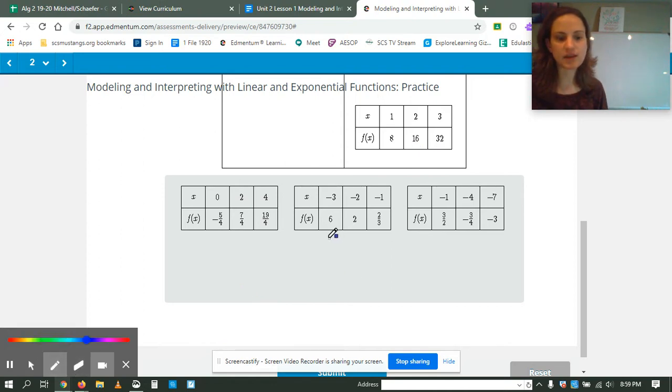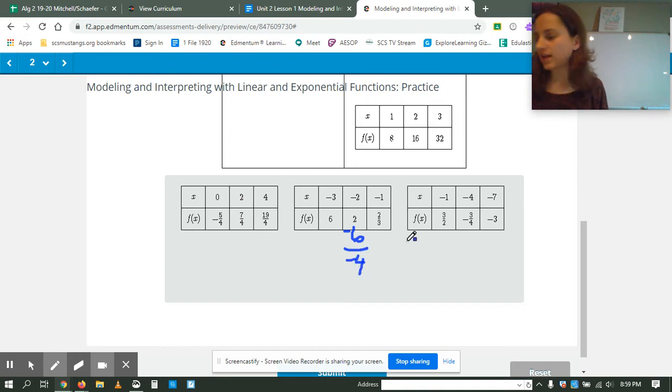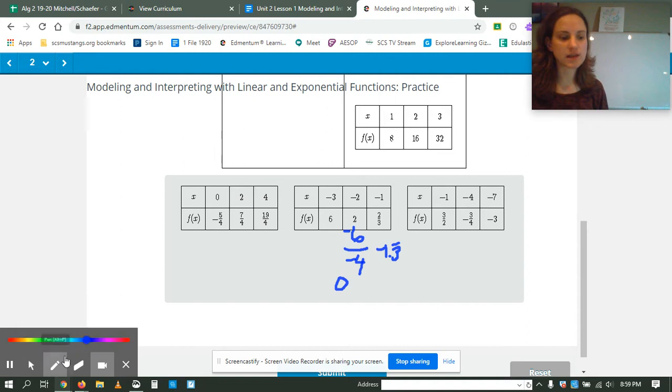And then trying out the second minus the first. So 2 minus 6 will give me a -4. And then 2/3 minus 2, that does not give us a constant number. So with this, I got negative 1.3 repeating. So this isn't going to be linear. It's going to be exponential, math-wise, what you're looking for.